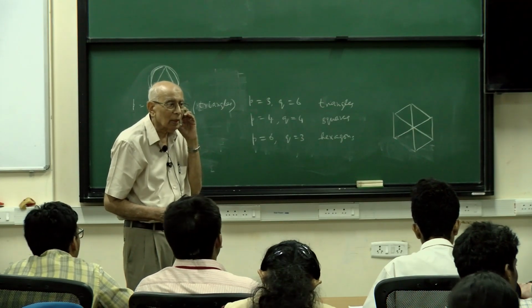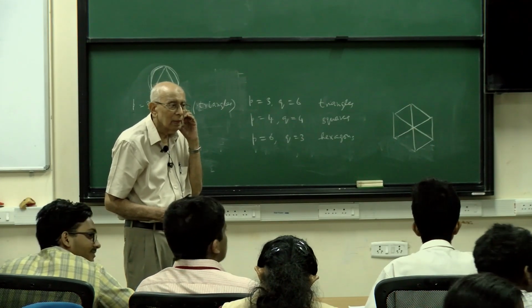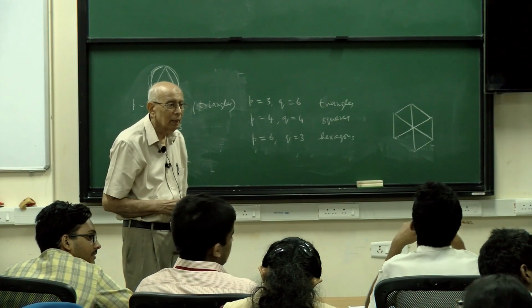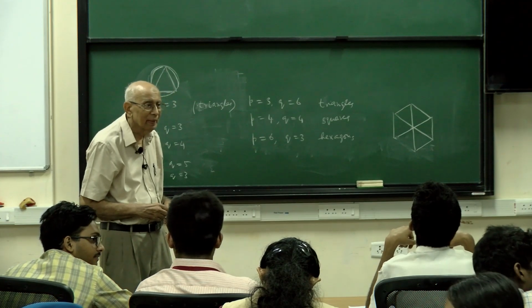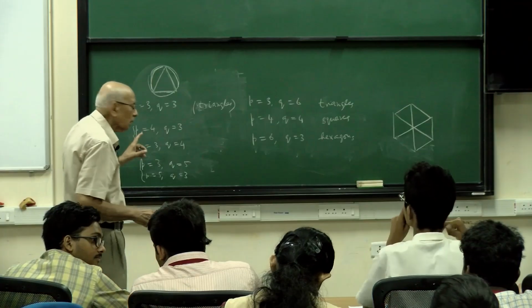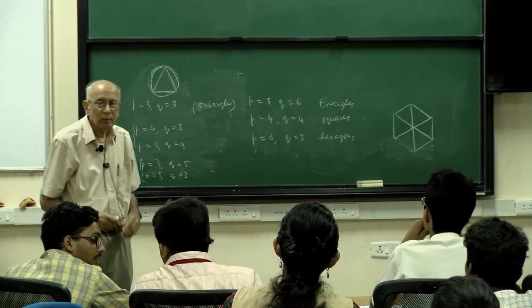It's not a corner, it's one line. Okay. So what does P equal to 3, Q equal to 3 correspond to, in terms of perfect solids?